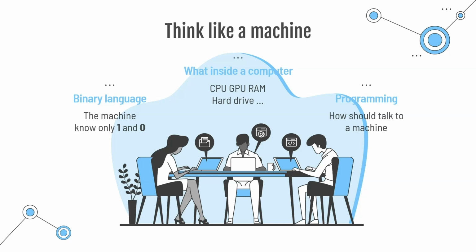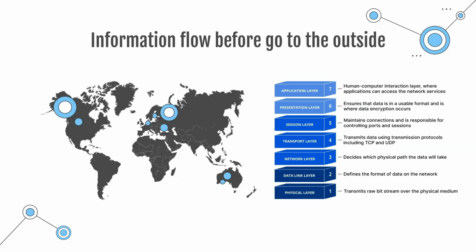After that, you must know programming. How to talk to the machine, that's it, programming. You must learn it. I prefer for a hacker to start with C++. C++ helps you to be more familiar with machine thinking.